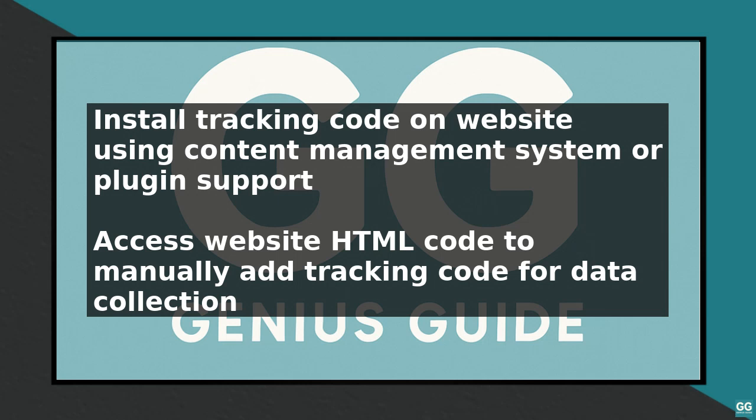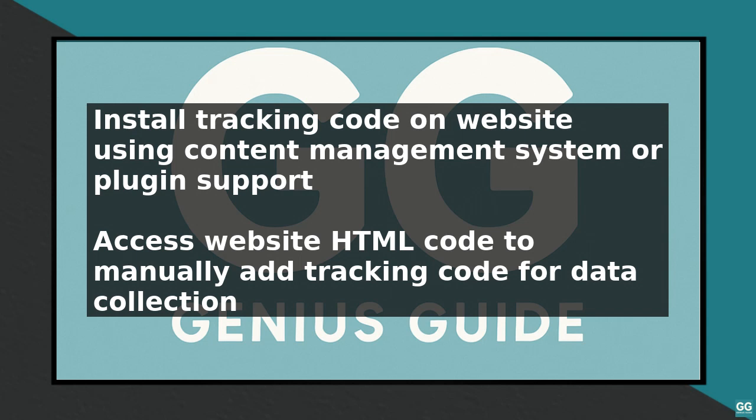The tracking code is a small piece of JavaScript code that tracks and sends data to your Google Analytics account. To install the tracking code, you will need to access your website's HTML code. If you are using a content management system such as WordPress, you can install a plugin that will automatically add the tracking code to your website.